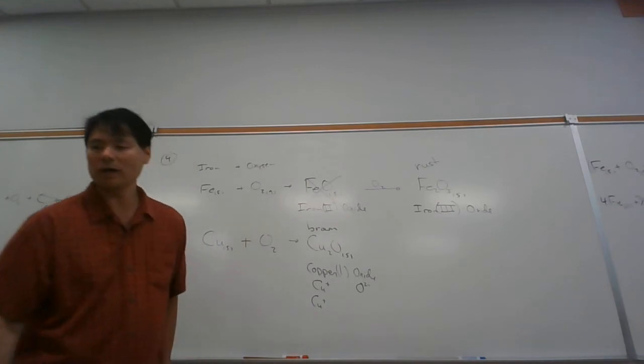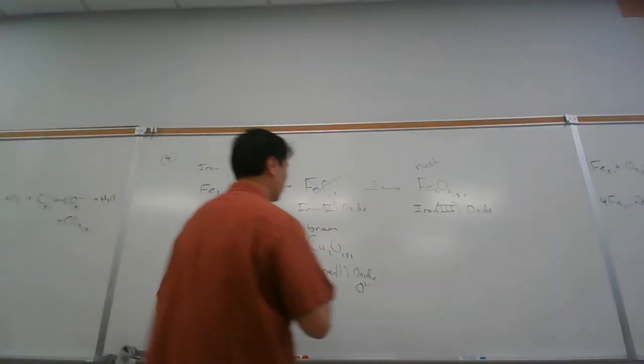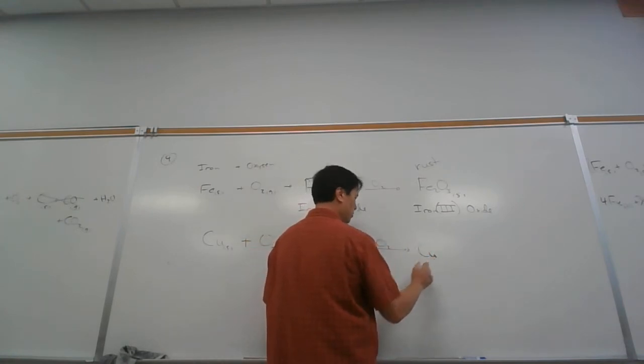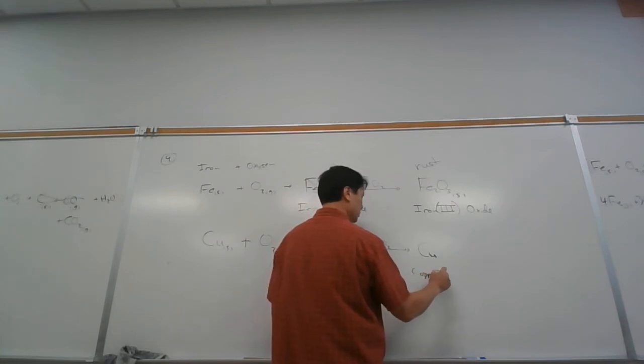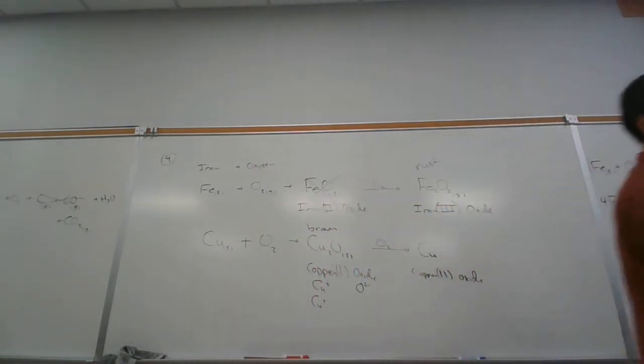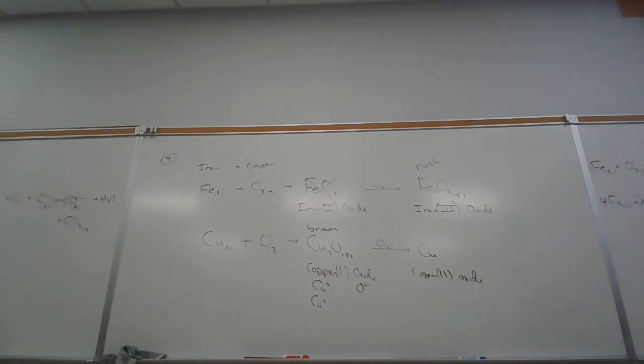So that's the copper(I) oxide, which is brown, but eventually it's going to turn into what? With more oxygen, it's going to turn into copper(II) oxide. What's the formula for copper(II) oxide? This is copper(I) oxide. Here, we call it red. This is copper(II) oxide, which is black.